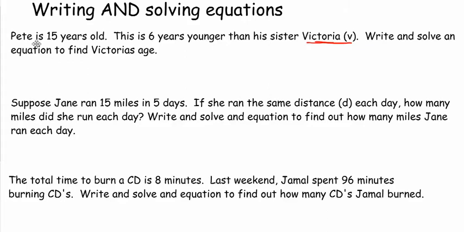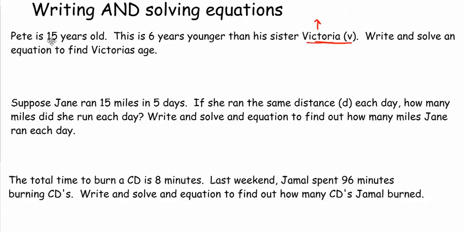All right, so let's first think about it. Anytime you think about older, younger, you really have to think about it. So Pete's 15 years old, and this is 6 years younger than his sister. You got to think of it in your head. Is Victoria an older sister or a younger sister? If Pete's 15 and this represents 6 years younger than the sister, then doesn't that mean that Victoria is an older sister? Victoria is an older sister.